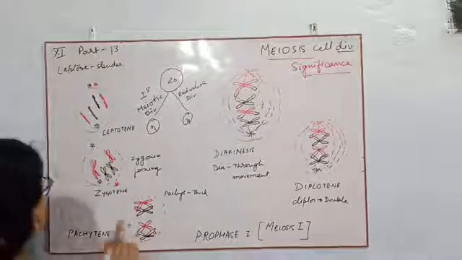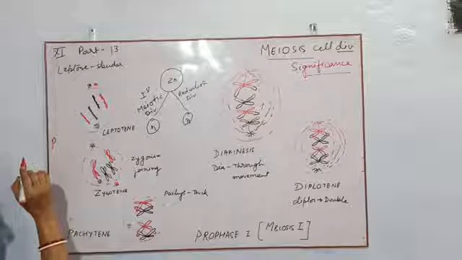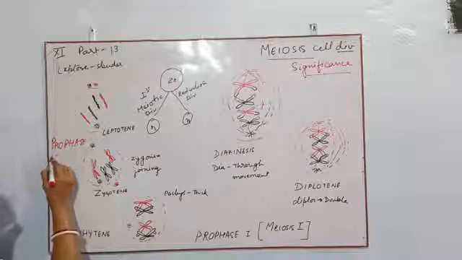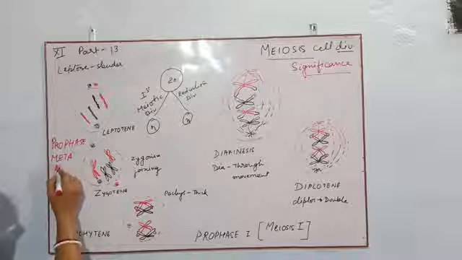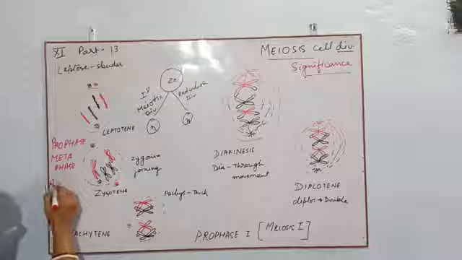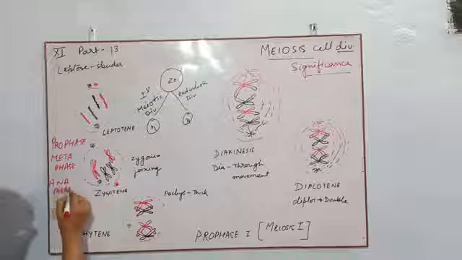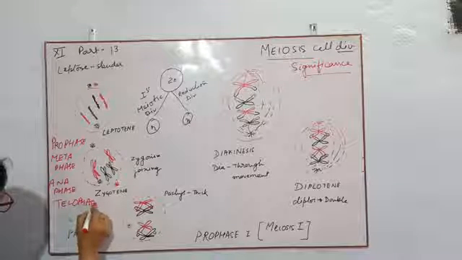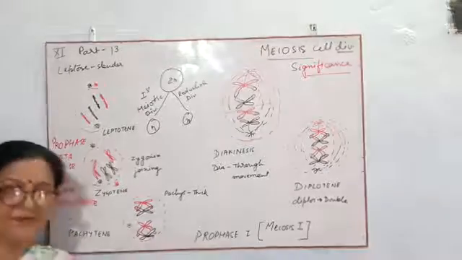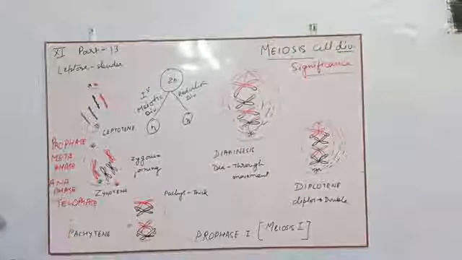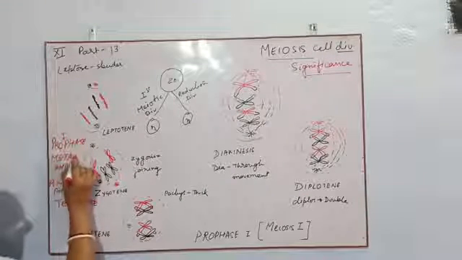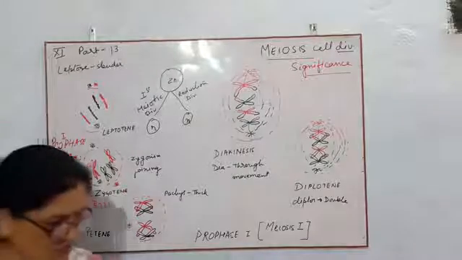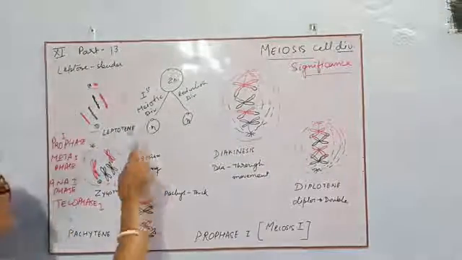In the reduction division, it has all the same names: prophase, then metaphase, third is anaphase, and fourth is telophase. These have the same names, but this is the first meiotic division. So everywhere you have to put 1: prophase 1, metaphase 1, anaphase 1 and telophase 1. All these 4 phases belong to the first meiotic division.